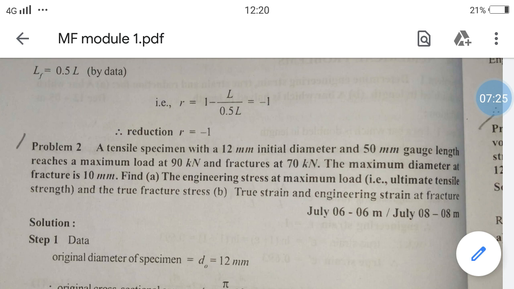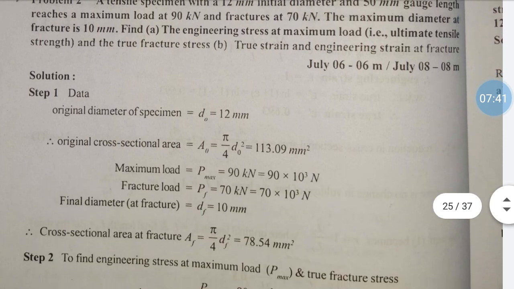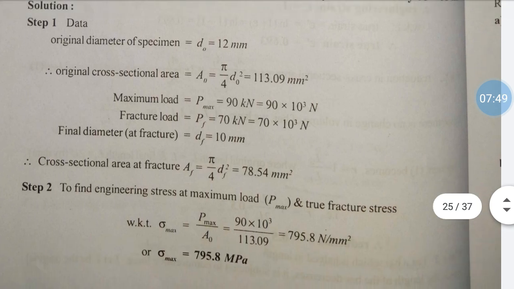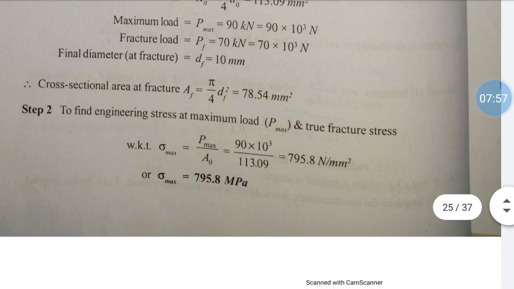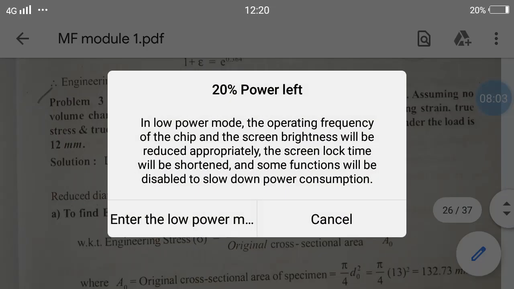Find the engineering stress at maximum load. Okay, and the true fracture stress you need to find out. Second one is true strain and engineering strain you need to find. Simple. Here also four things you need to find out: engineering stress, engineering strain, and true strain. Here you see initial diameter, initial area, maximum load applied, and fracture load. Maximum load means before fracture it is taking the load, after this is the fracture load. Okay, these are all the things. The second problem is also easy. There is nothing difficult in this.